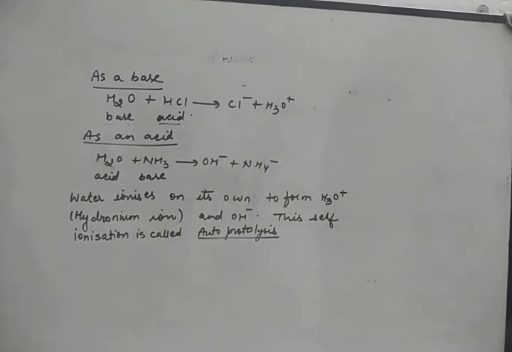And water ionizes on its own to form H3O plus, which is known as the hydronium ion, and OH minus ion. This self-ionization of water is known as autoprotolysis. So we can see that water is amphoteric in nature.